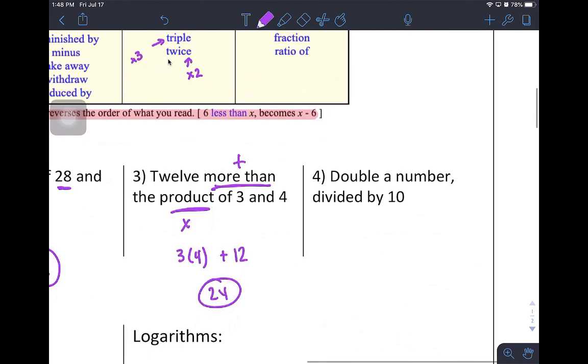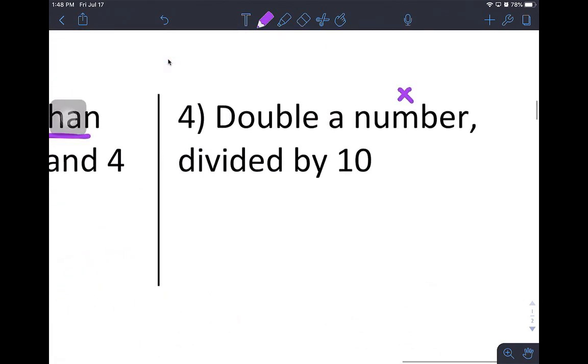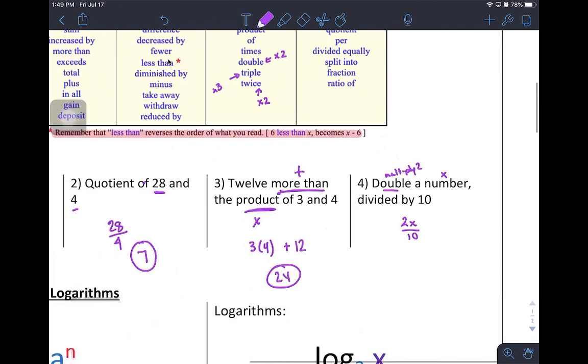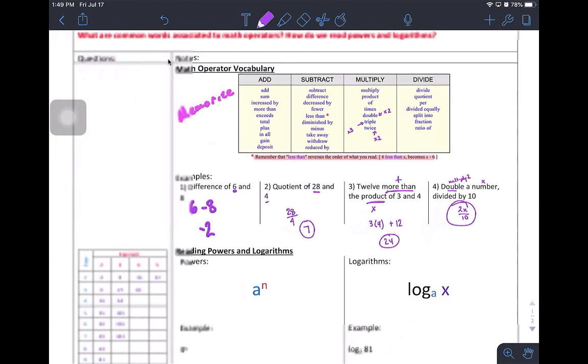So double a number. This one's going to have a variable. A number, we'll just say it's x. Double means to multiply by 2. And then divided, it's pretty self-explanatory there, by 10. So we're going to double a number and then divide by 10. And so that's going to be our translation.